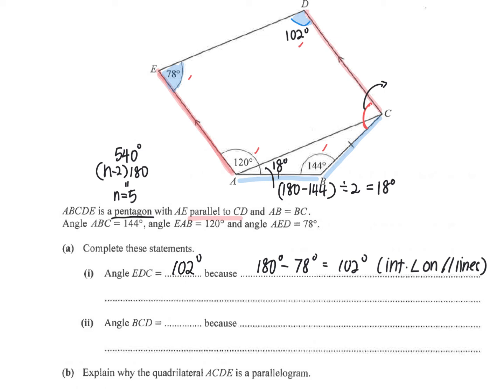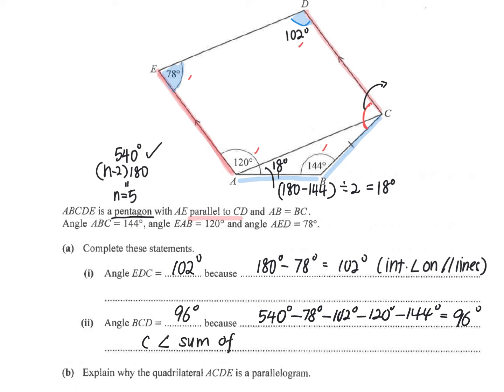We found the angle sum of a pentagon to be 540 already. So that will be 540 subtract 78, 102, 120, 144, to give me an angle of 96 degrees. And this reason is because of angle sum of pentagon. Okay, instead of angle sum of triangle, it's angle sum of pentagon.